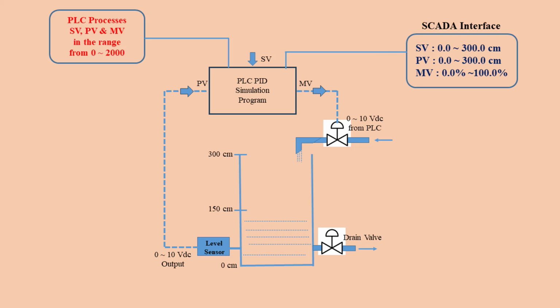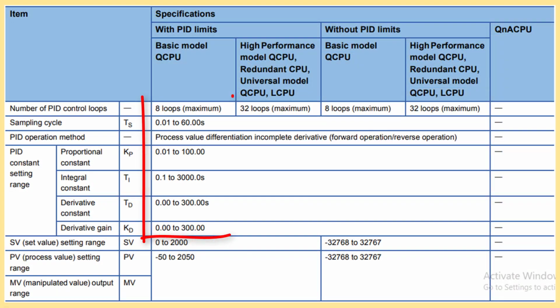So, the physical value range must be converted to the 0 to 2000 digital value range when the PID program implements this PID operation. For setting the PID constant values, follow this instruction, which suggests constant setting values in the specified range stated in this PID manual.